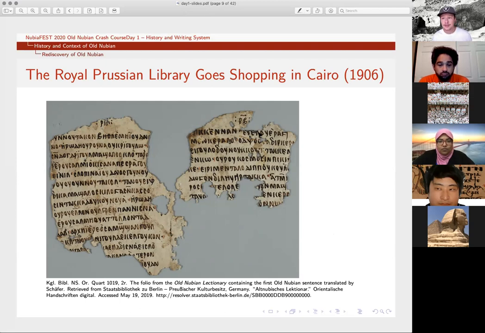In this period around the turn of the century, institutions sent out multiple people around the world to acquire documents for their collections. The Royal Prussian Library found two old Nubian documents, one of which is the lectionary that we have, and they bought them in Cairo. The problem with these acquisitions is that, because they bought them in Cairo, we have no idea where they came from.